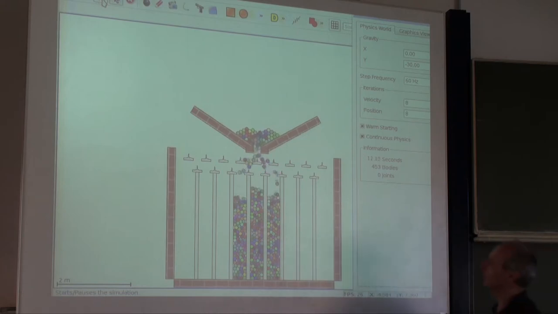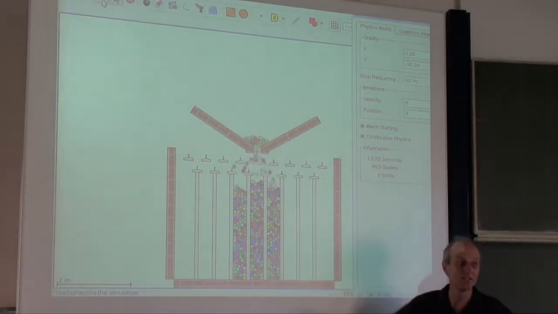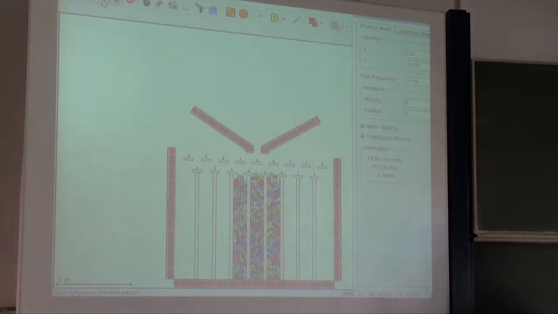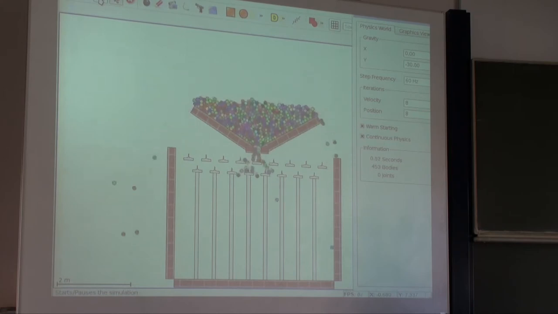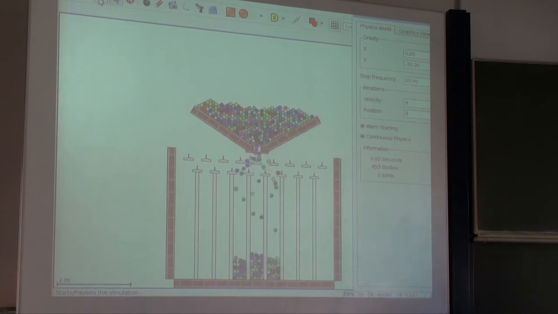So we could modify the geometry of these little objects here and then it would be more random. But maybe we should reduce gravity. Minus 5, how about this? Oh, it's minus 30 again. What's that?